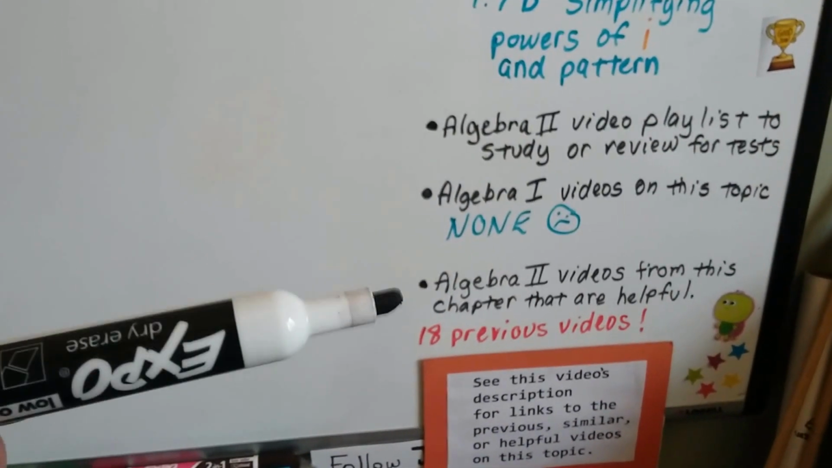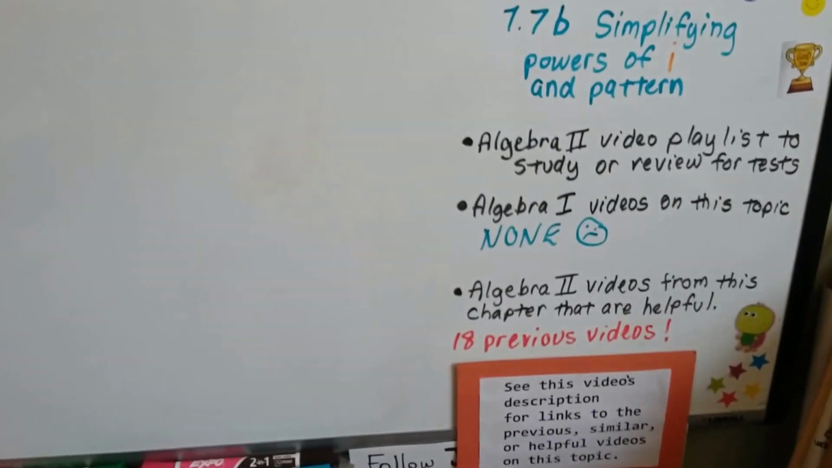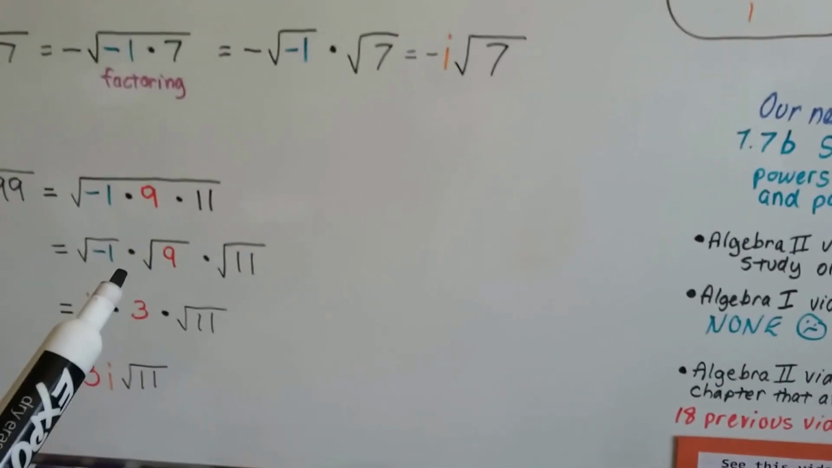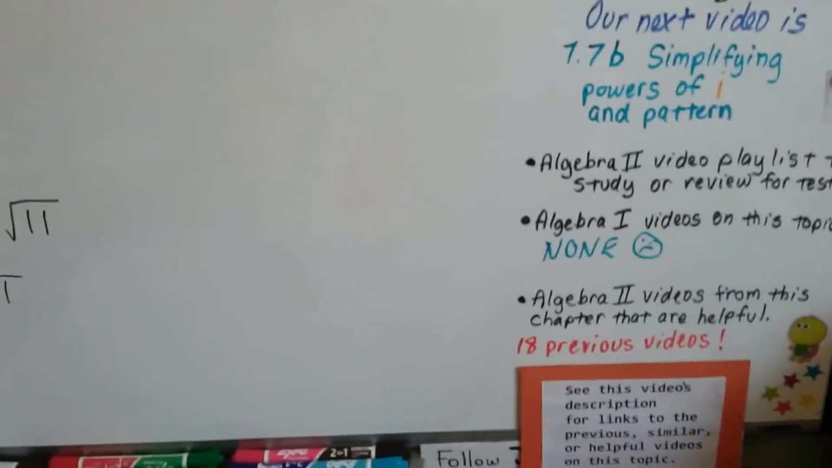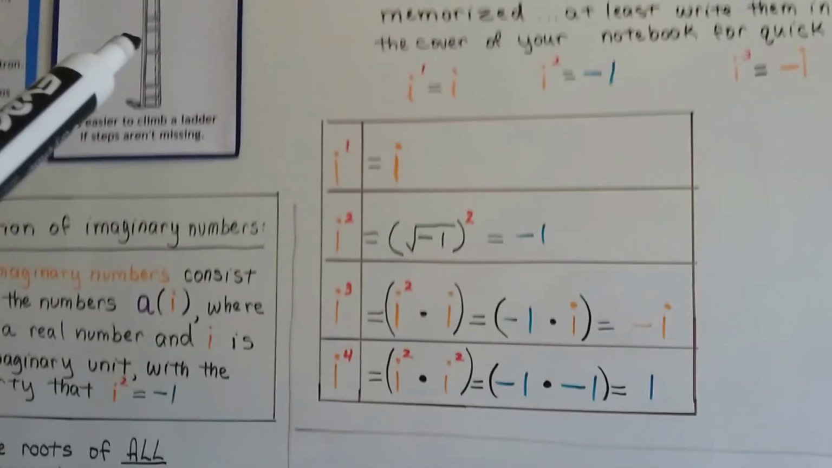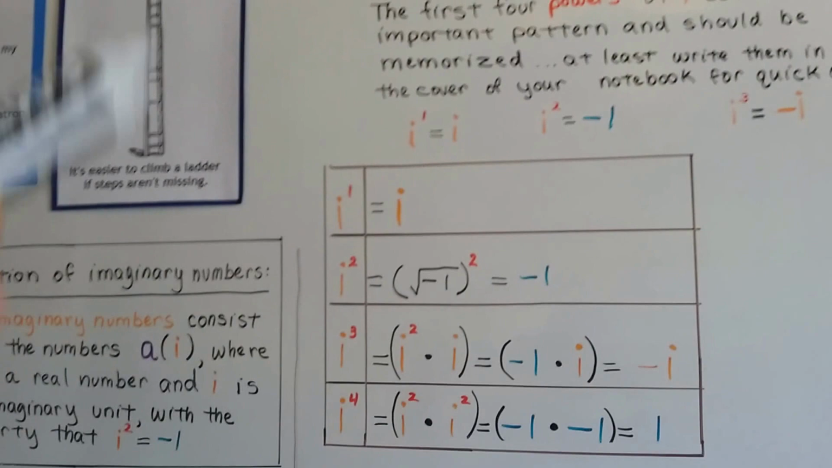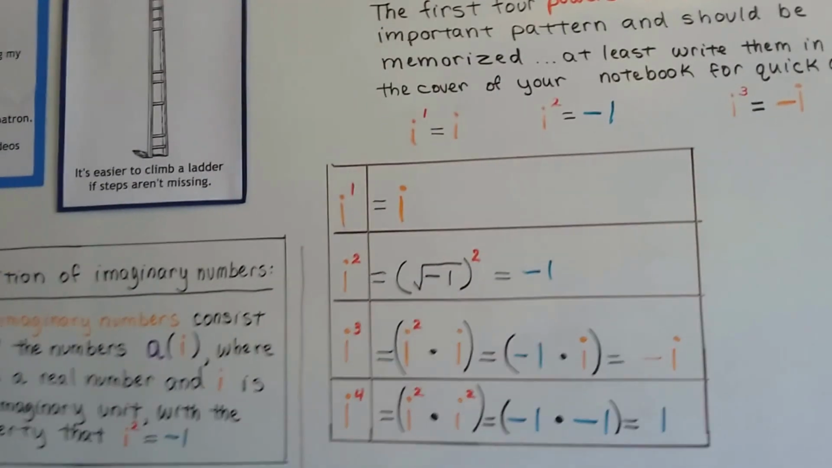And for all the videos that can help you if you're confused, there were 18 previous videos that talked about factoring radicals, the roots, all of that. So if you're lost right now, it's because you're skipping some steps. And when you skip steps, it's harder to climb, okay? If you want to have an easier time climbing a ladder, you need to go and use every single step.